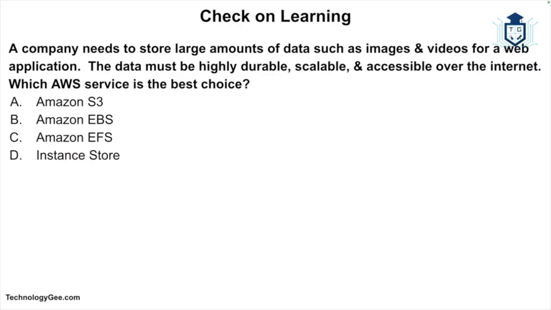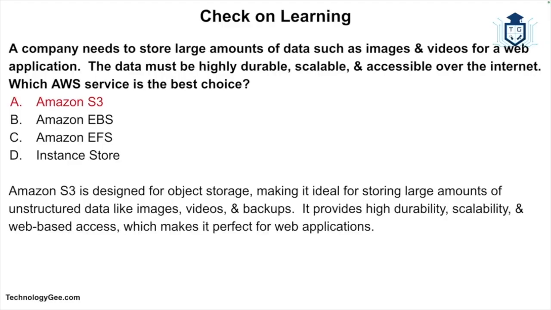Our first question is, a company needs to store large amounts of data such as images and videos for a web application. The data must be highly durable, scalable, and accessible over the internet. Which AWS service is the best choice? Is it Amazon S3, Amazon EBS, Amazon EFS, or Instance Store? And the correct answer is going to be Amazon S3. S3 is designed for object storage, making it ideal for storing large amounts of unstructured data like images, videos, and backups. It also provides high durability, scalability, and web-based access, which makes it perfect for web applications.